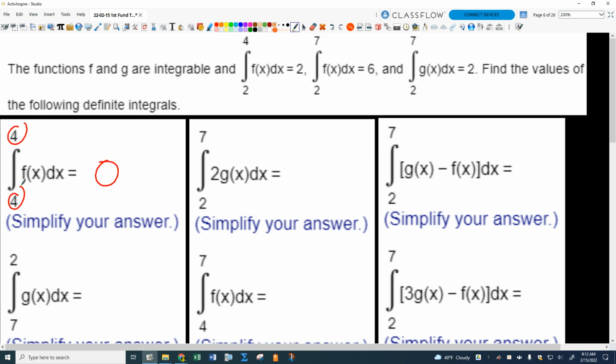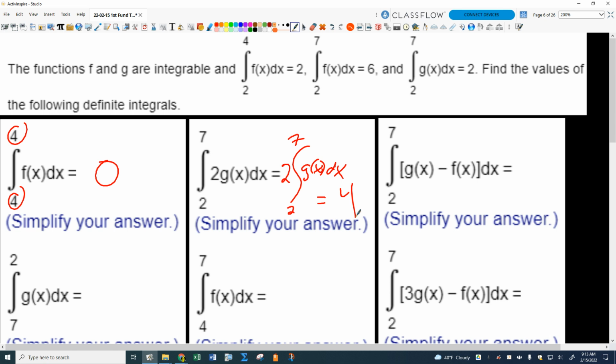How about this guy? You sure? 4. There you go, right? And what's the reason? Because of that 2, right? Well, the reason is because this is equal to 2 times the integral of g of x dx from 2 to 7. I can pull that 2 out front, so it's 2 times the area, right? And so this is therefore equal to 2 times 2, which is 4.